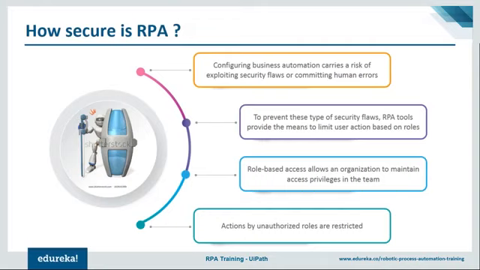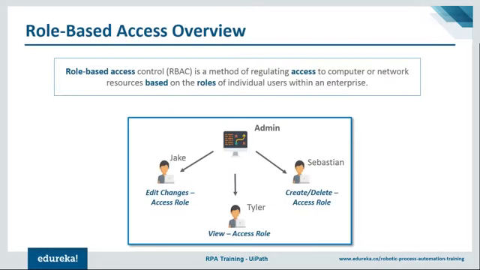Now, what is this role-based access that I'm telling you about? Role-based access allows an organization to maintain access privileges in the team. So this person can only access this part of the program. This person can access only this part of the program. This is what role-based access is. And this basically restricts any unauthorized roles which are trying to access your program. So if a particular person is not authorized to use a particular module of a program, he will not be able to do so because of role-based access. Let's discuss that now.